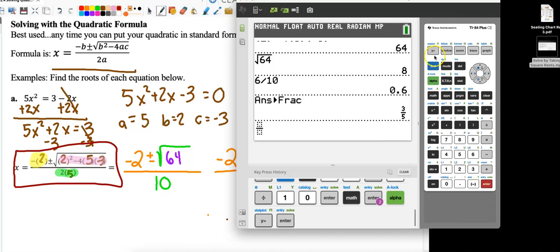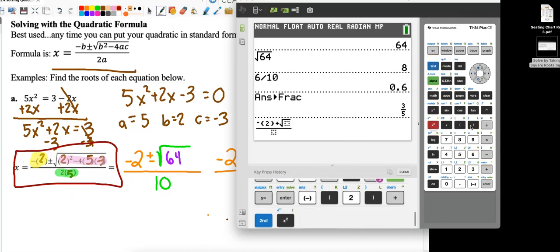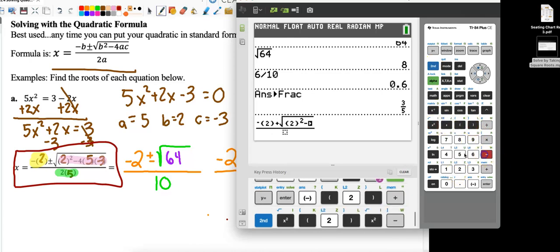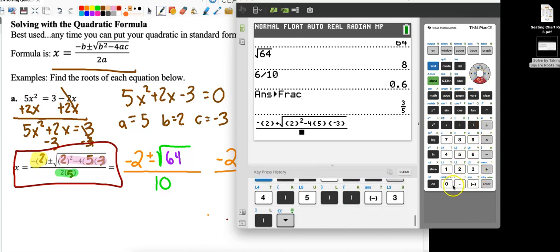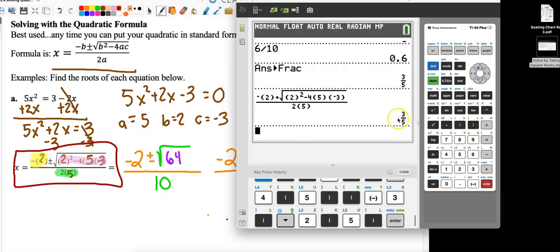So again, alpha, y equals, enter to get your fraction. I'm going to type in negative, parentheses 2, close it, and I'm going to do this whole problem with a plus first. Then you'll type in the square root of 2 squared minus 4 times 5 times negative 3. Then on the bottom, we're going to do 2 times 5. Okay? So this should give us our first answer of 3/5, which is what we got before.